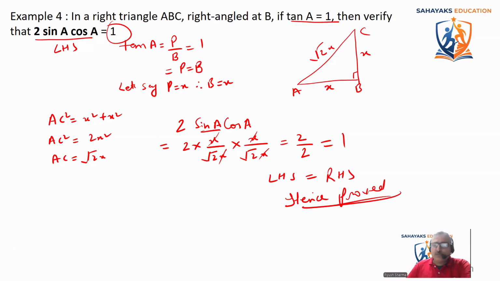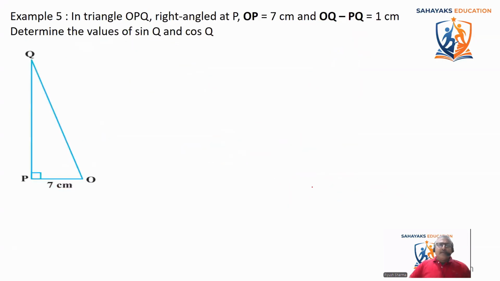Okay, so next, move to the next question. In triangle OPQ, right angle at P, OP is equal to 7 centimeter. OP is 7, which is already written there. OQ minus PQ is equal to 1 centimeter. Determine the values of the others. So say if this value is x, then this value will be x plus 1.